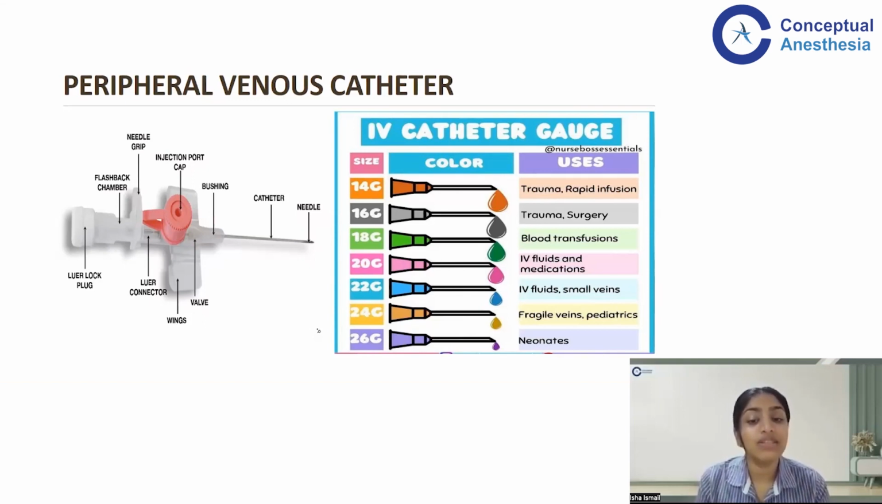And the higher gauges, which is your 18, 16, and 14 gauges, are used in trauma patients and patients who are going to require fast fluid resuscitation. And patients who are having sudden blood losses in the OT, your 14, 16, 18 is utilized.